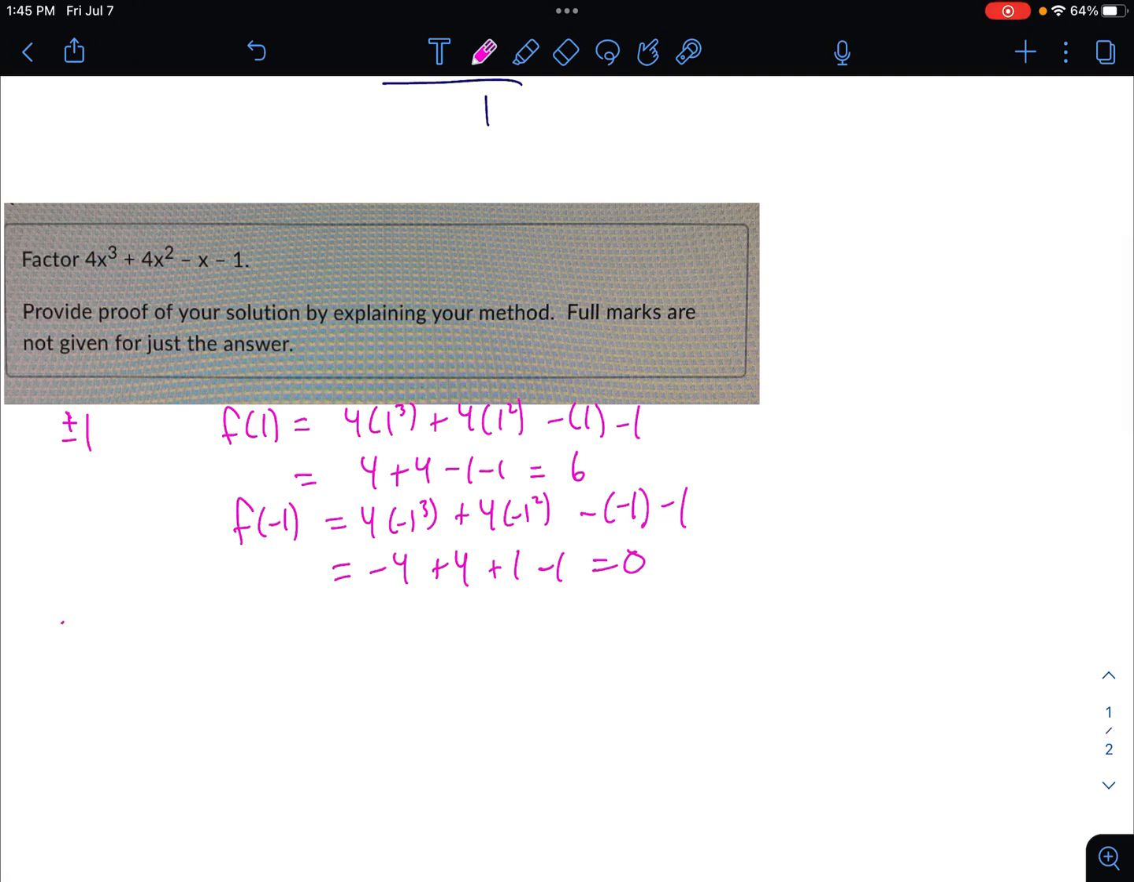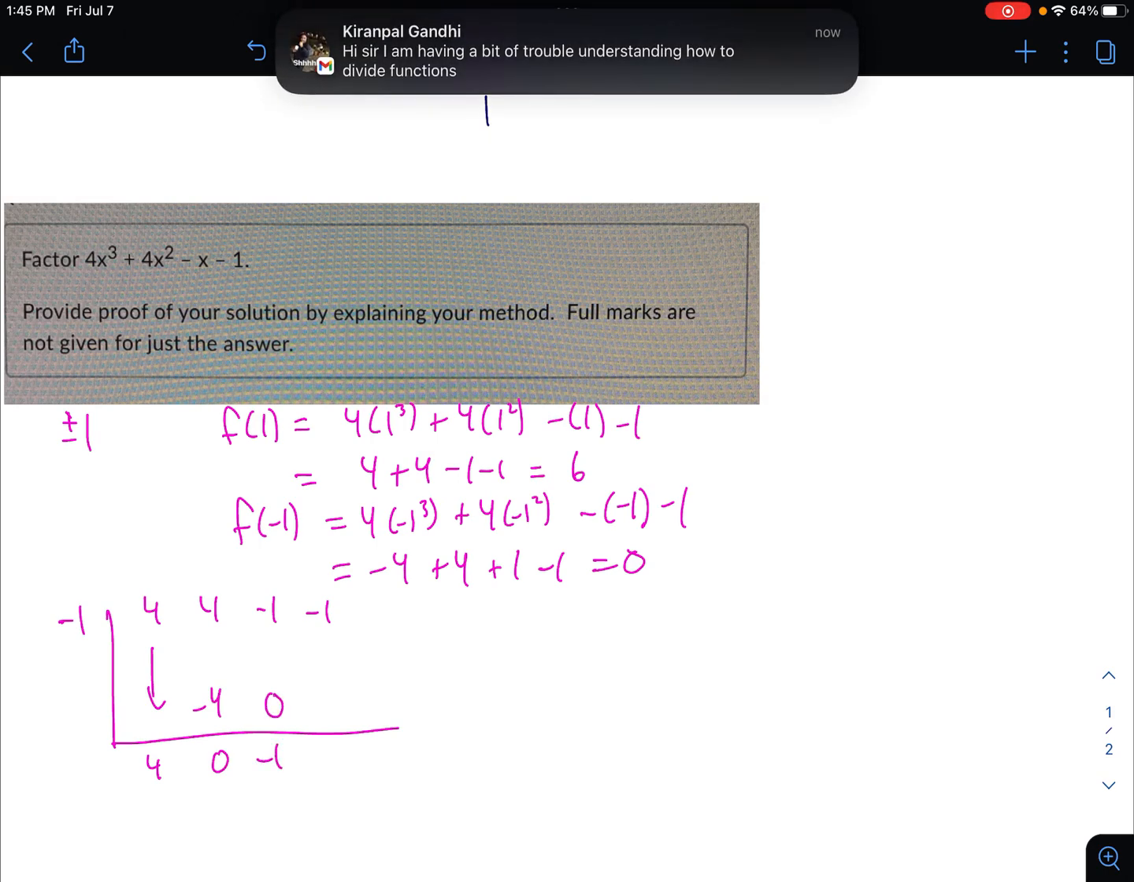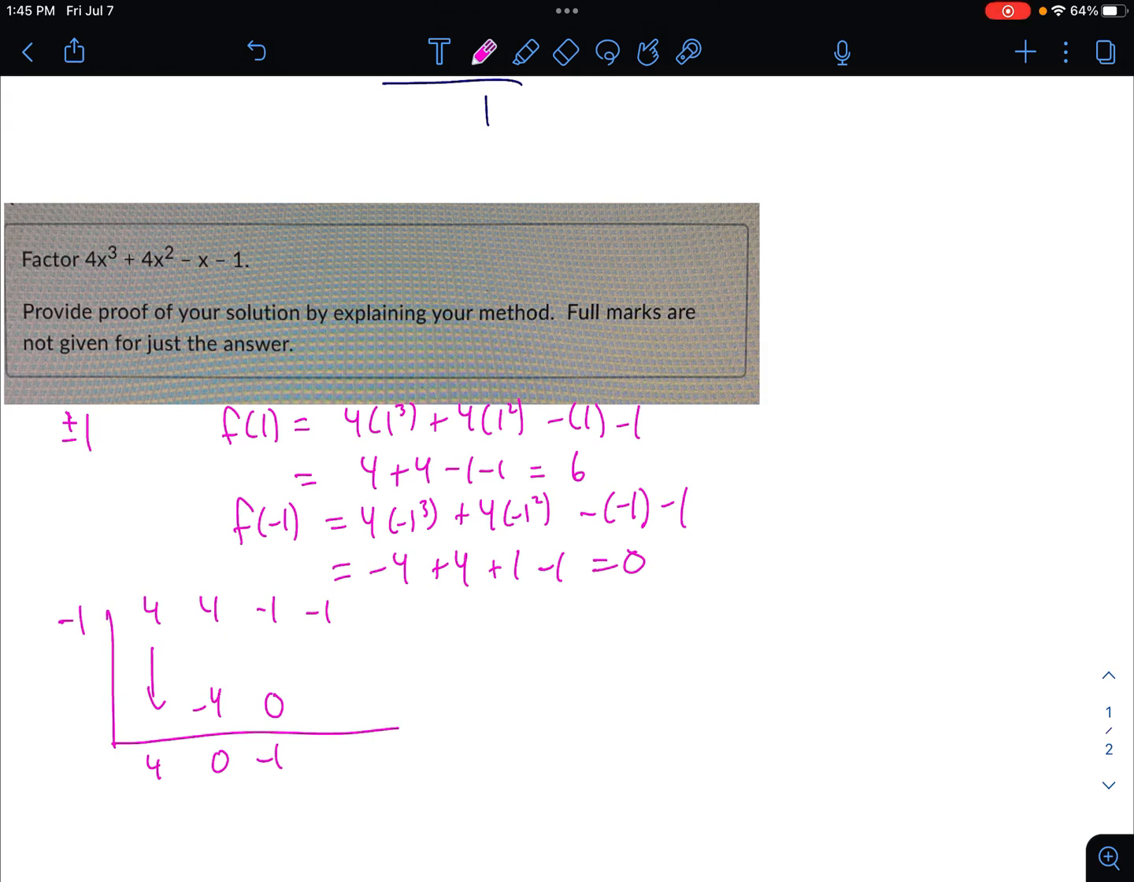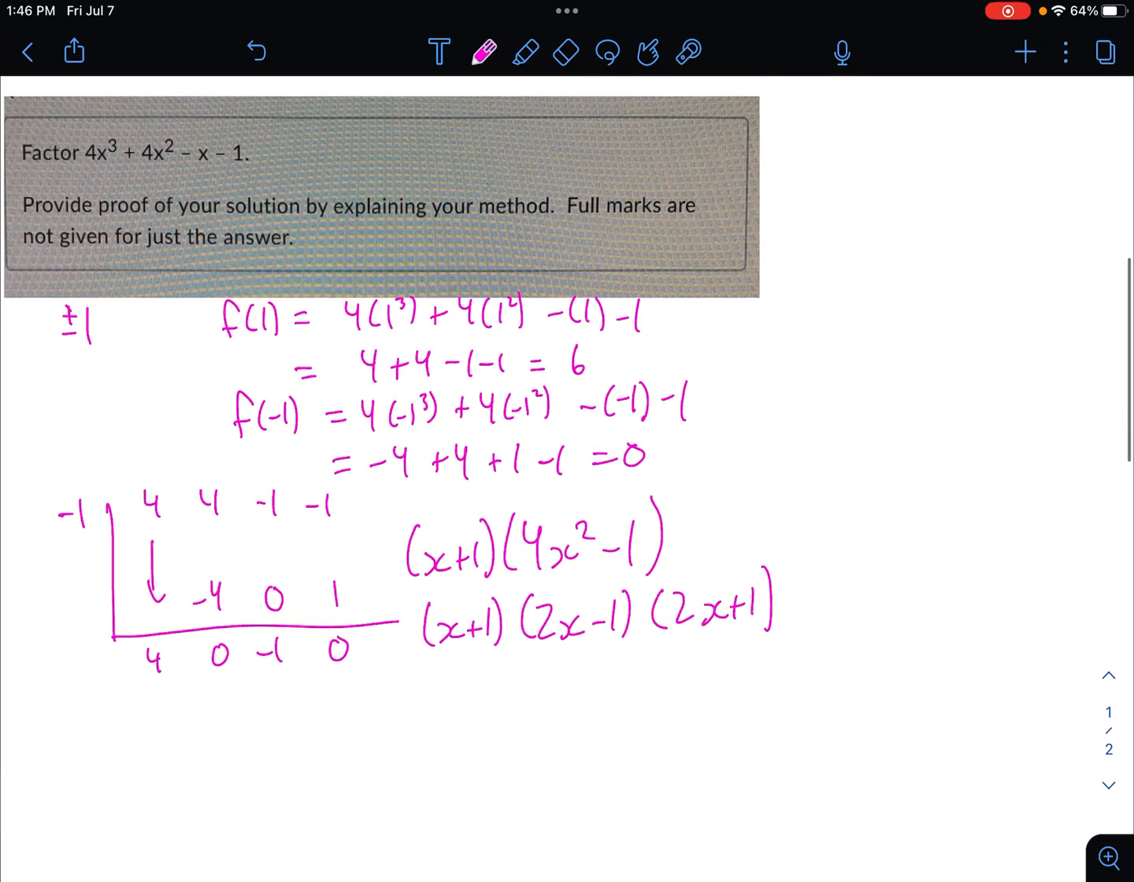And then we can use, like I've said before, synthetic division where you have 4, 4, negative 1, negative 1. That becomes 4. Negative 1 becomes 0. You have 0 here, you have negative 1. And then we have positive 1, which becomes 0. So then you have 4x squared minus 1 and x plus 1. And when you do difference of squares here, you have 2x minus 1, 2x plus 1.